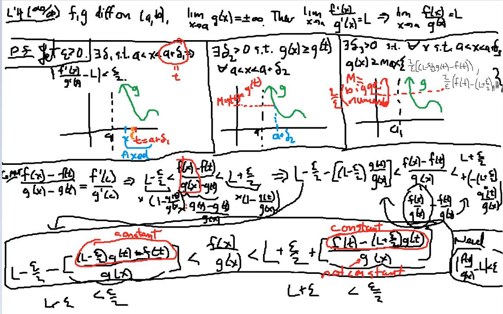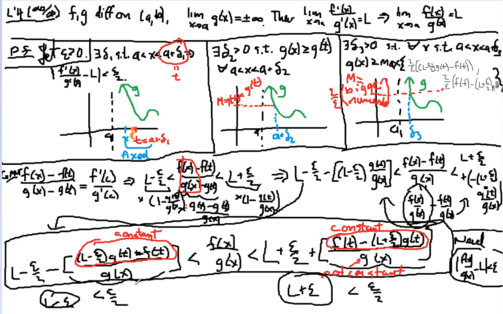So how does this look? I guess my deltas are in blue. Right? If I go to here, I get a delta 3, and since g goes off to infinity, there is a delta 3 such that it's always bigger than or equal to 2 over epsilon times the numerator, whichever one's bigger. So with that, once I do that, I get L minus epsilon over 2 essentially, so that's L minus epsilon, less than f of x over g of x, less than L plus epsilon over 2, which is L plus epsilon.